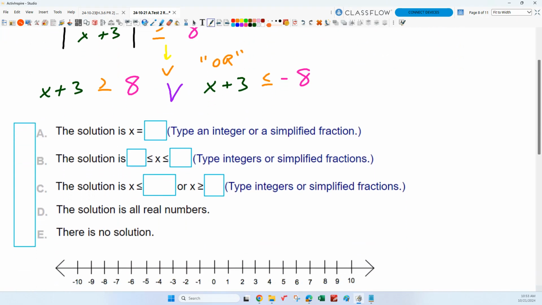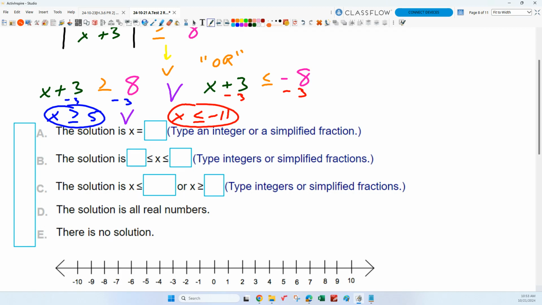What do I get in the first one if I solve it? Just subtract 3 from both sides. X is greater than or equal to what? 5. Or, how about the second one? If I subtract 3, what's negative 8 minus 3? Yeah, or x is less than or equal to negative 11.